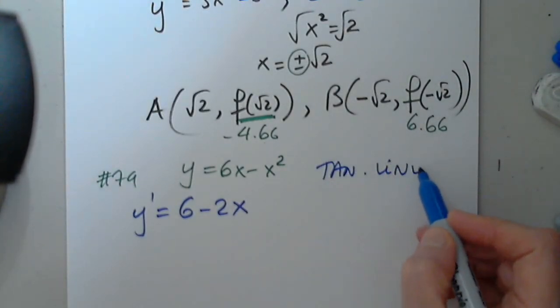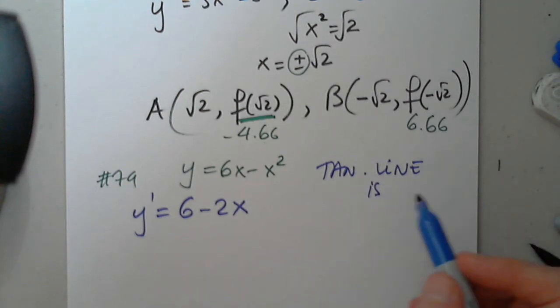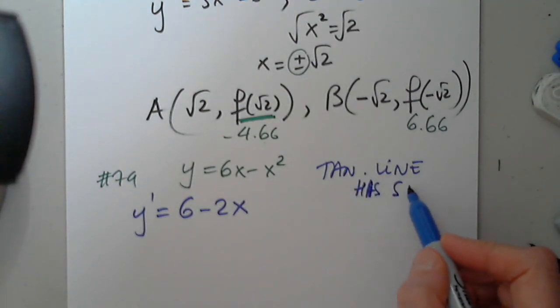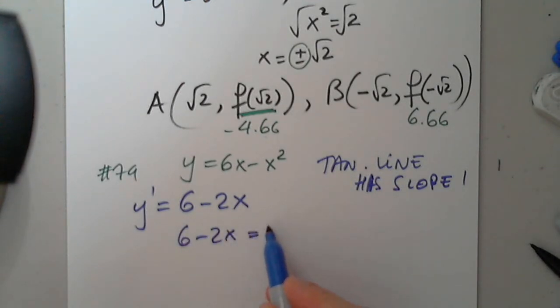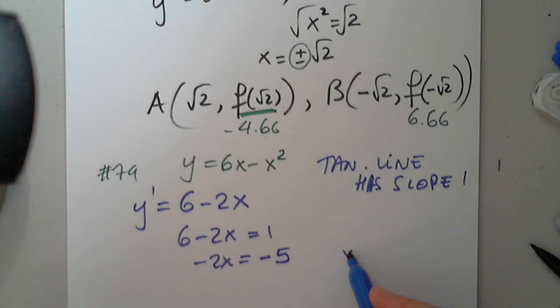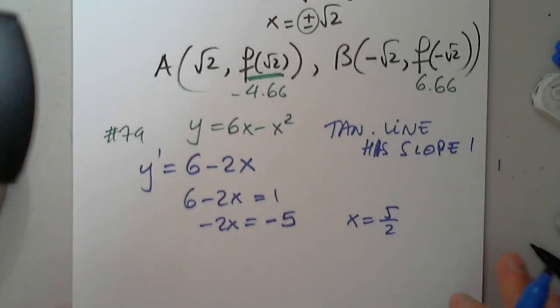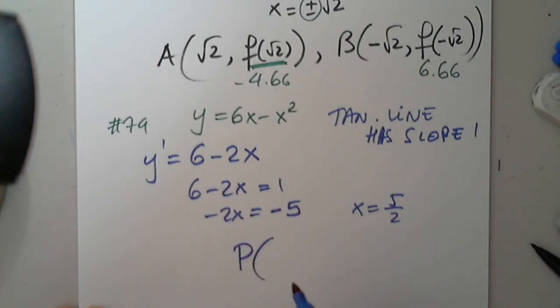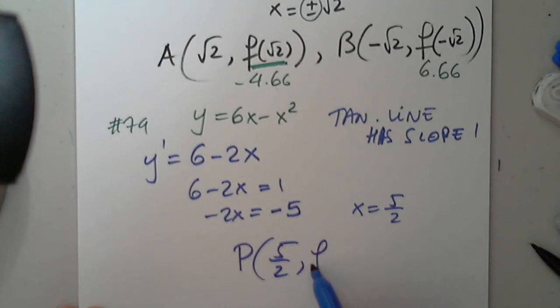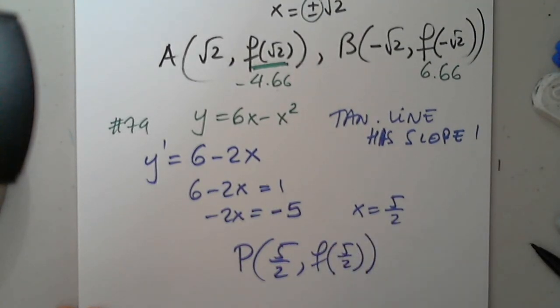You're right. Tangent line has slope 1. So then 6 minus 2x equals 1. Negative 2x, I have to move 6 to the other side, is negative 5 because it's negative 6 plus 1. Divide both sides by negative 2, 5 halves. P, A, B, whatever, is just 1 point in this case. 5 halves, the function value at 5/2.